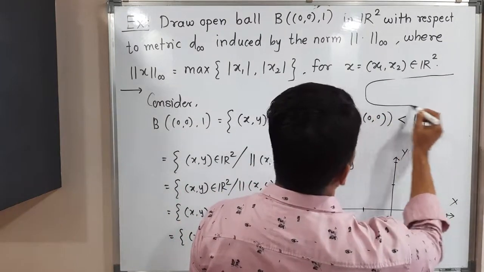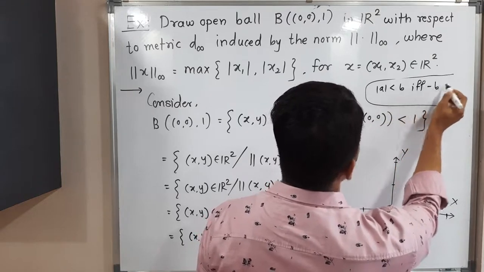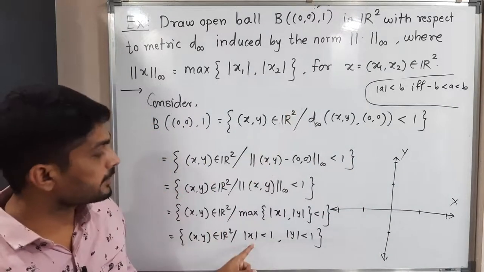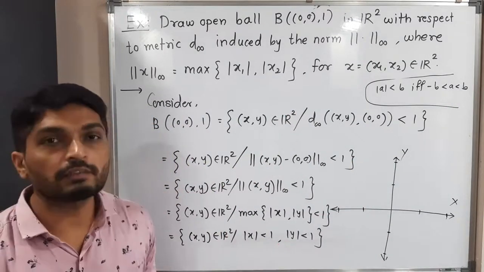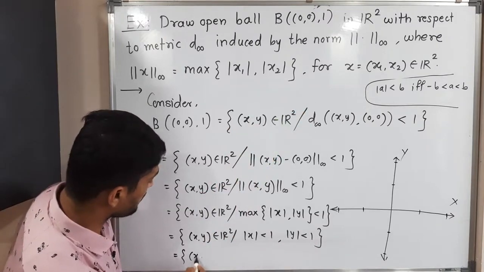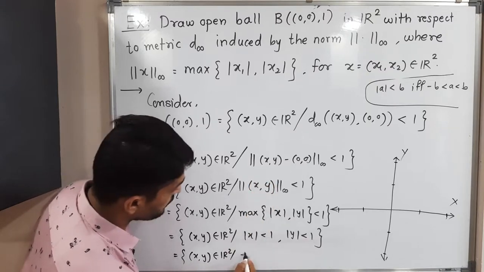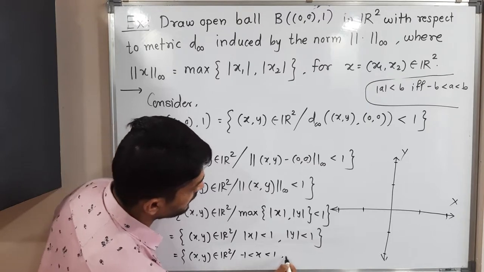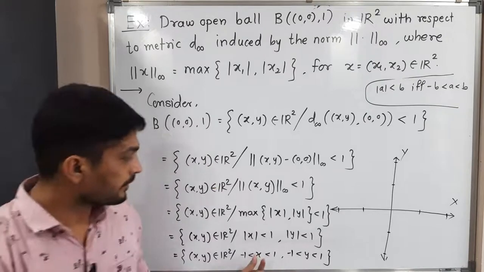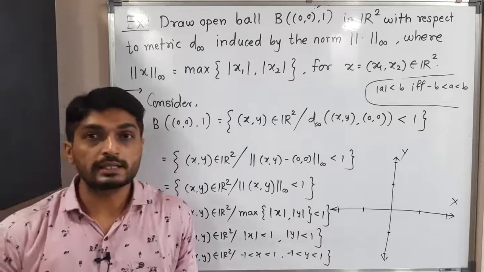One result we know, which we have already seen in first year. Let me write it here. Mod a less than b if and only if minus b less than a less than b. Can we apply that result here? Yes, definitely. For both inequalities we can apply the same result. If you apply the result here, minus 1 less than x less than 1, and here we will have minus 1 less than y less than 1. What it means is that the value of x always lies between minus 1 and 1 and the value of y always lies between minus 1 and 1.